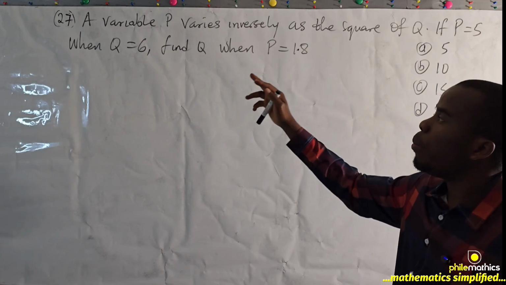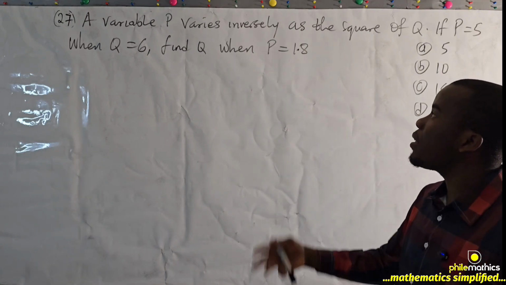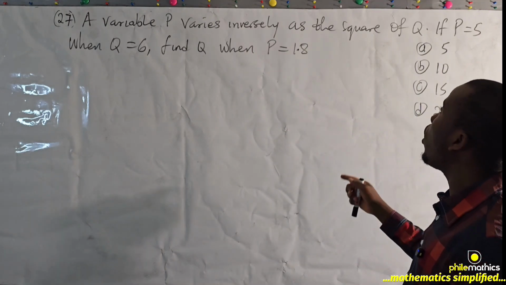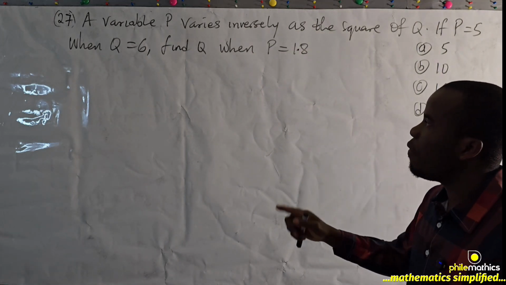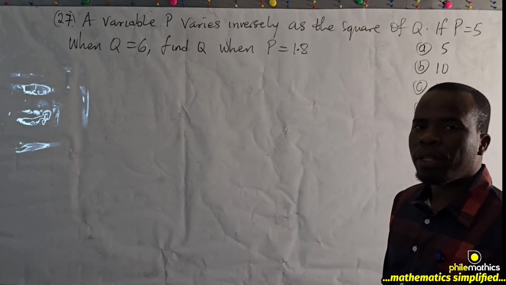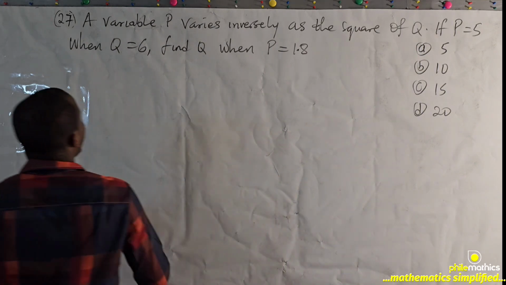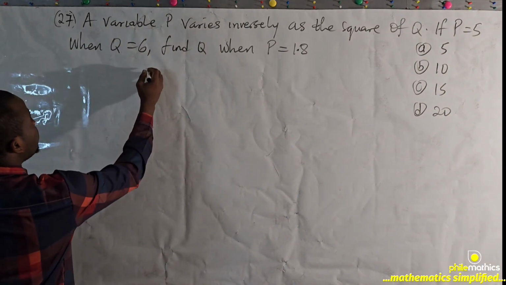A variable p varies inversely as the square of q. If p is 5 when q is 6, find q when p is 1.8. So let's take it bit by bit.